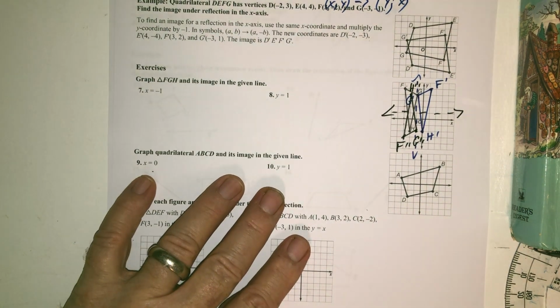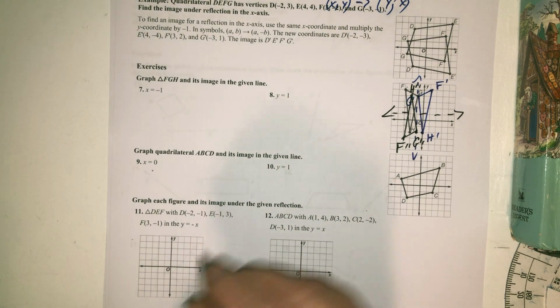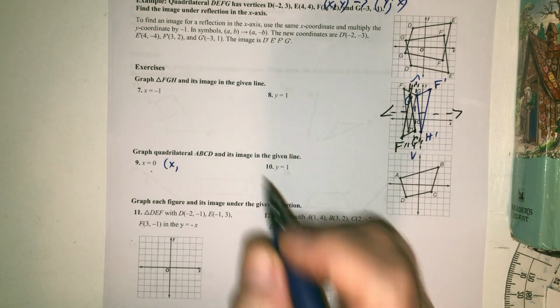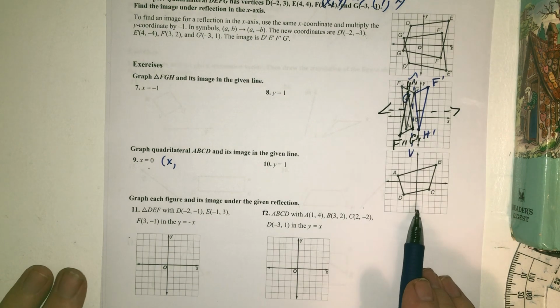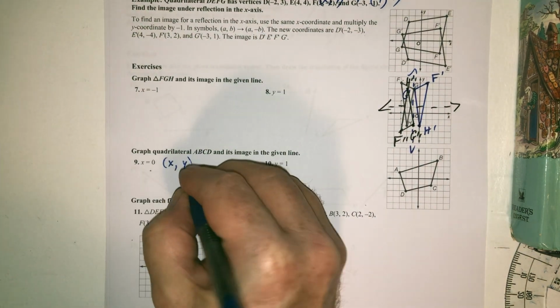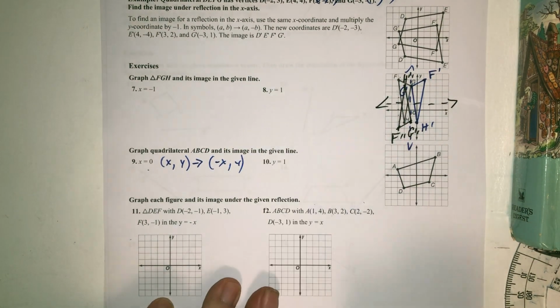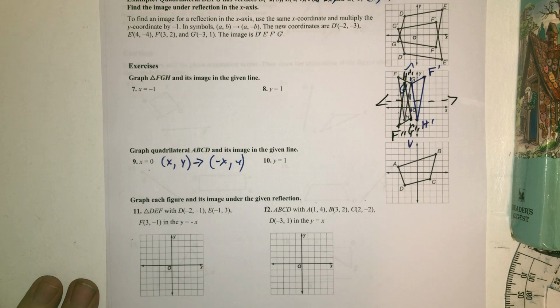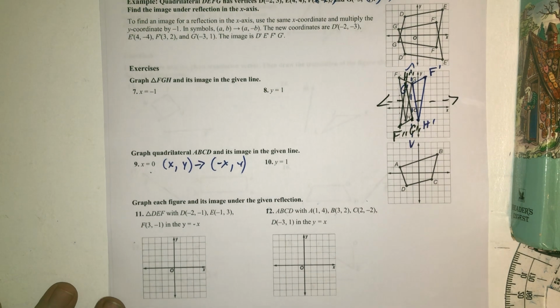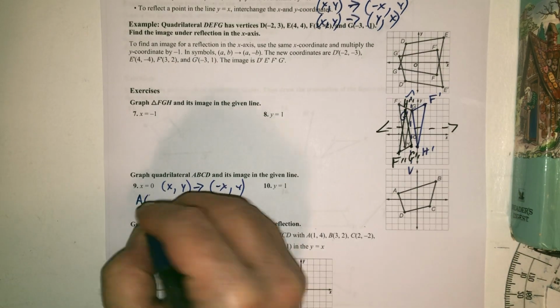9. X equals 0. That's the y-axis. And the rule for reflecting about the y-axis is (x, y) changes to (-x, y). And I would prefer to do this with ordered pairs because I can do it really quick if I understand the rule. You need to be able to write these rules and all that fun stuff.